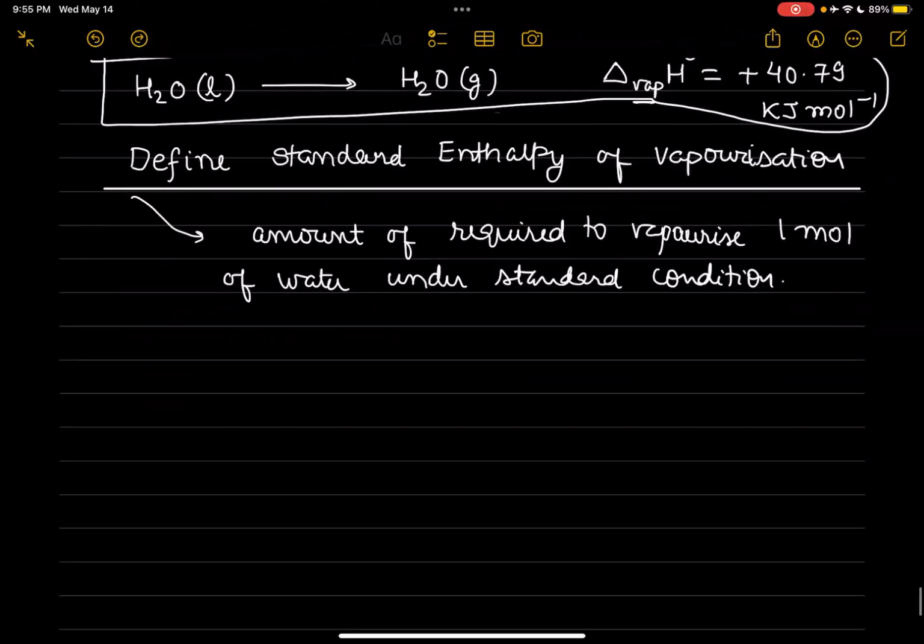So what is enthalpy of fusion? Let's take one more example.